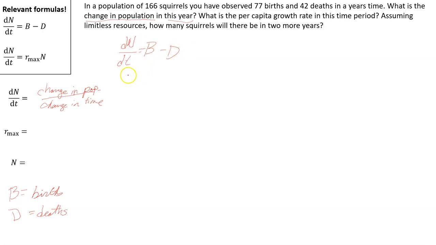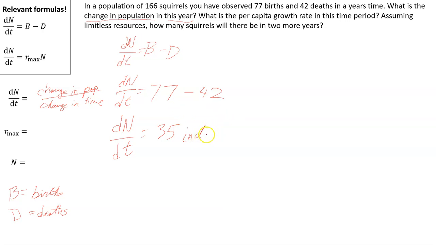So we can fill in a couple of these numbers here. dN over dt, that's what we're looking for. Births minus deaths, how many births did we see? 77 minus 42, right? We can subtract that. Let me subtract that real quick. Make sure to use your calculator in these scenarios because you can make simple mistakes and they can cost you. 35. Okay, so the change in population, dN over dt, is equal to 35. That's the amount of individuals added to this population this year.